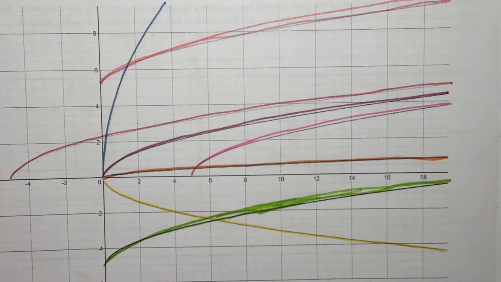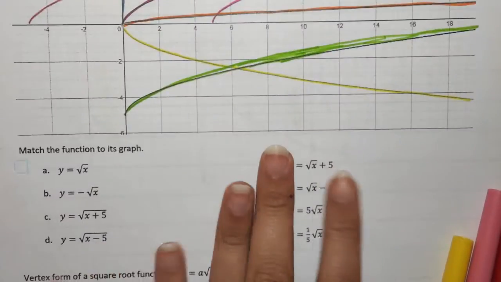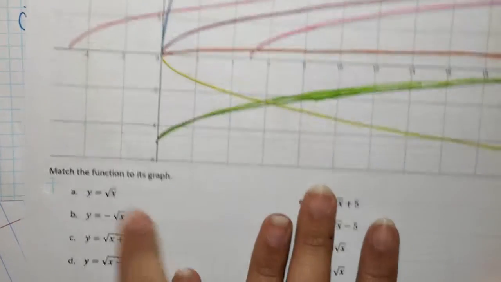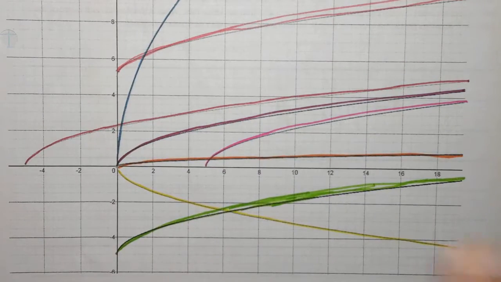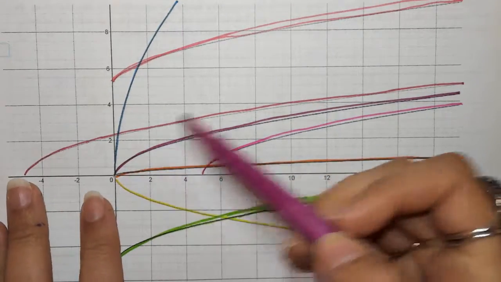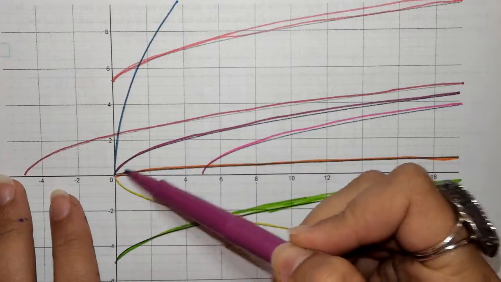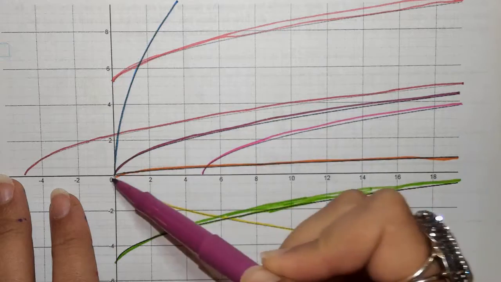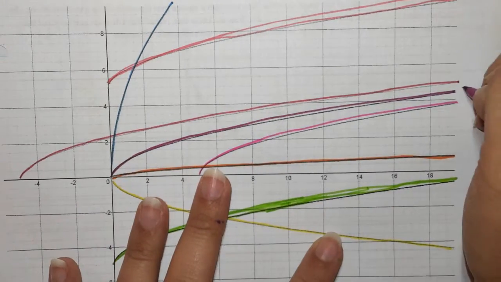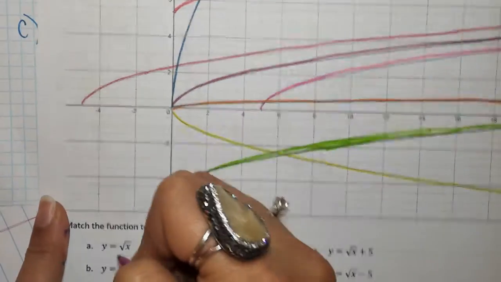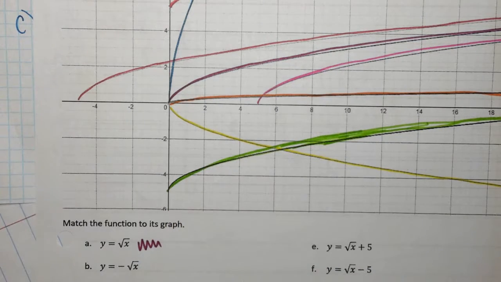Alright, so we are going to match the function to the graph. Now, A is our parent function. So which of these looks like your parent function? The yellow. Mine is this fuchsia color. It's this one right here. So we're going to write an A beside it, and then you're going to take your color and just squiggle so you know which one it is.